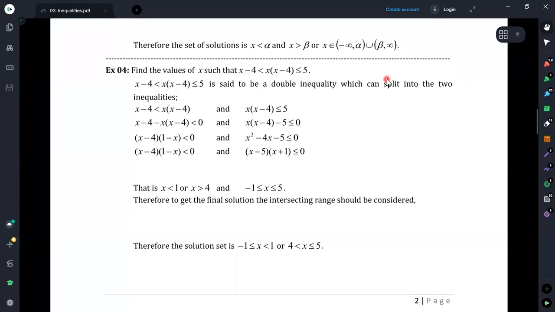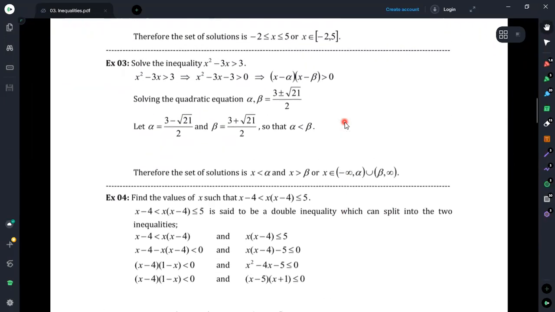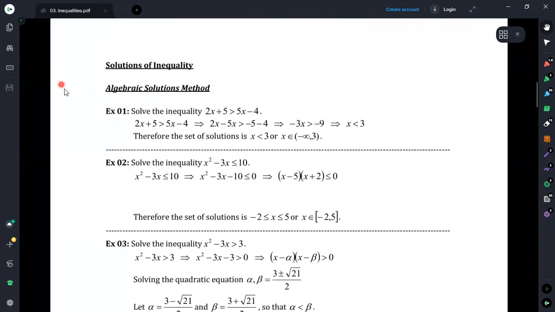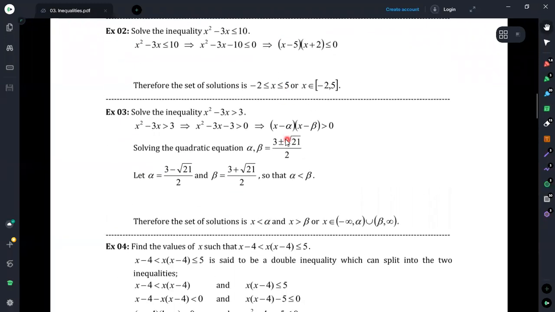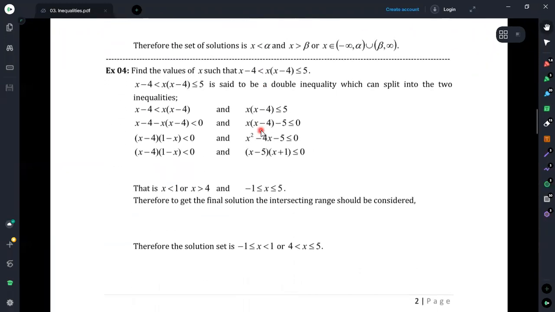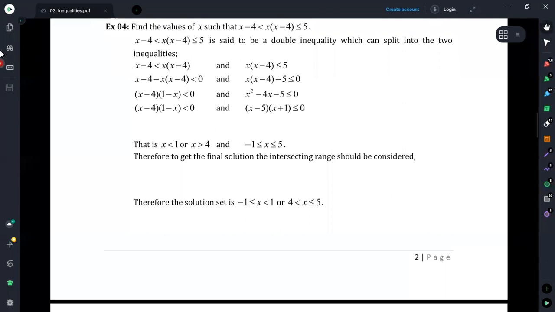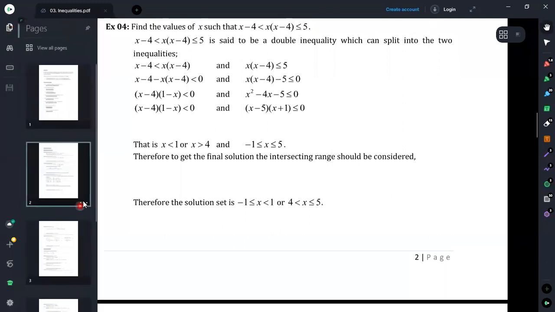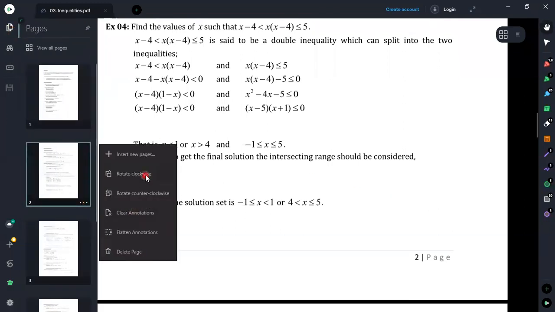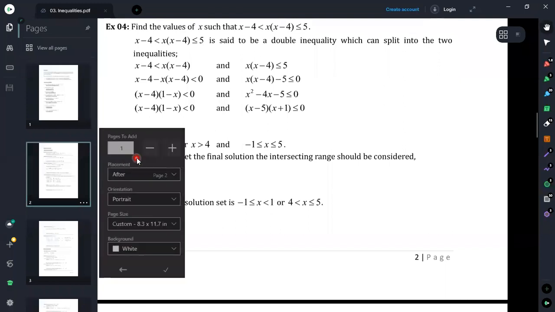This session, we will continue from the last point that we stopped at in the previous session. In the previous session, we started discussing the algebraic solution methods for obtaining the solutions for inequalities. We discussed the first three examples in the last session, and today I will start the session from the discussion of the fourth example.